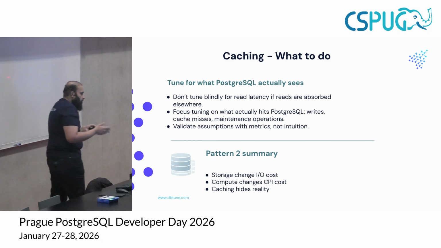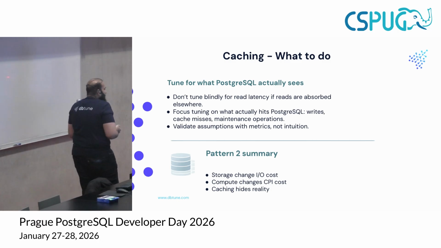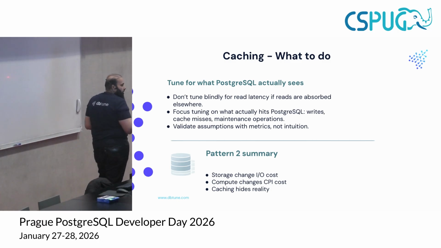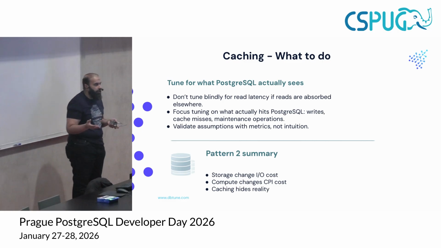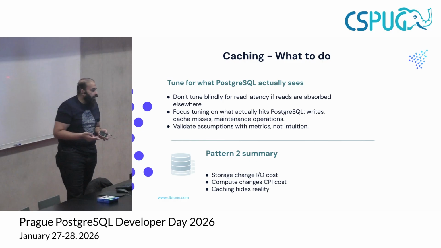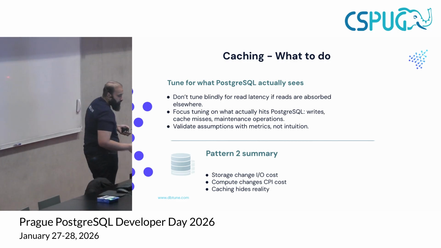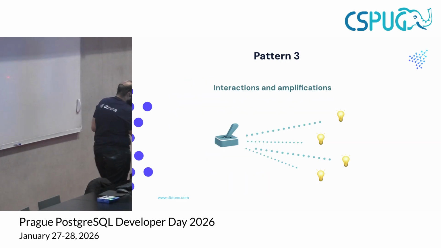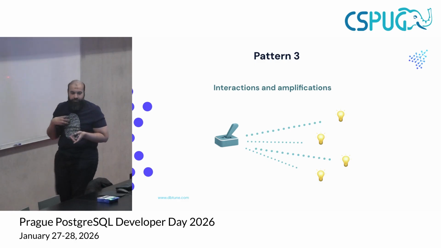In pattern 1, we discussed how managed services are changing the default. In pattern 2, we saw the infrastructure related stuff, which is compute, storage, and now caching. Let's move on with pattern 3. Now, this is an interesting section. This is something that we mostly challenge with. Interaction and amplification.